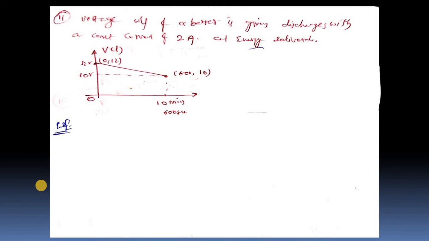So in this problem, a voltage waveform of a battery is given. It discharges with a constant current of 2 amperes. Calculate the energy delivered. A voltage waveform of a battery is given and it discharges with a constant current of 2 amperes. Calculate the energy delivered. So for this we have to calculate the energy delivered by the battery.